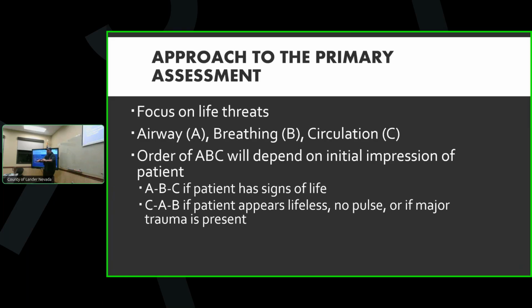All right, the order of ABC we talked about. So if the patient has signs of life, it's ABC. If they appear lifeless, no pulse or major trauma is present, we go CAB. So we want to stop that bleeding. We want to start compressions first. You're not going to start bagging them before you start doing compressions, right?